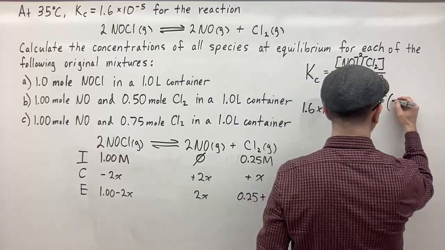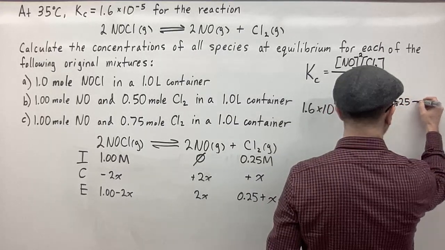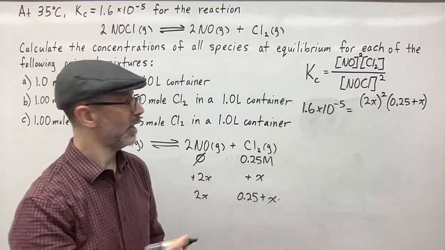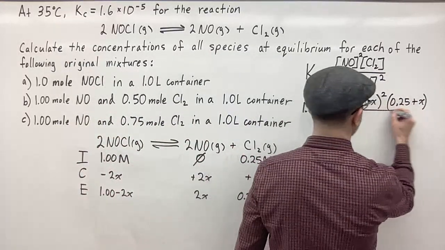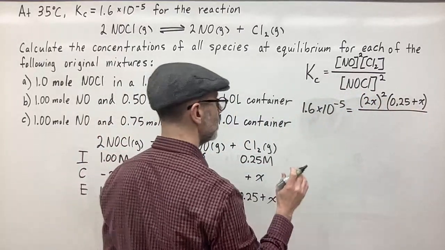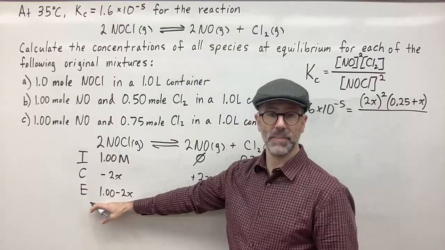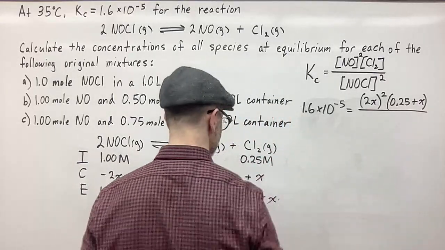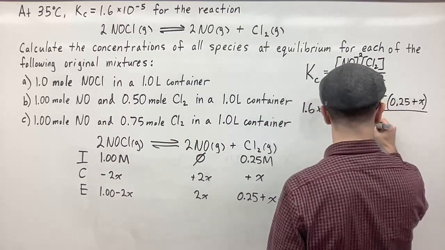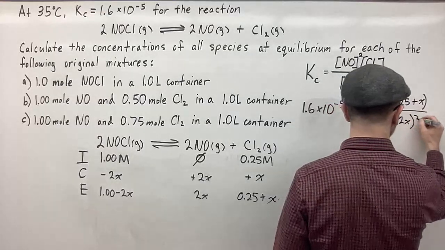0.25 plus x. Okay. So then I'm going to divide that by the concentration of NOCl squared, and the concentration is 1.00 minus 2x. So here we're going to have 1.00 minus 2x, and that is squared.